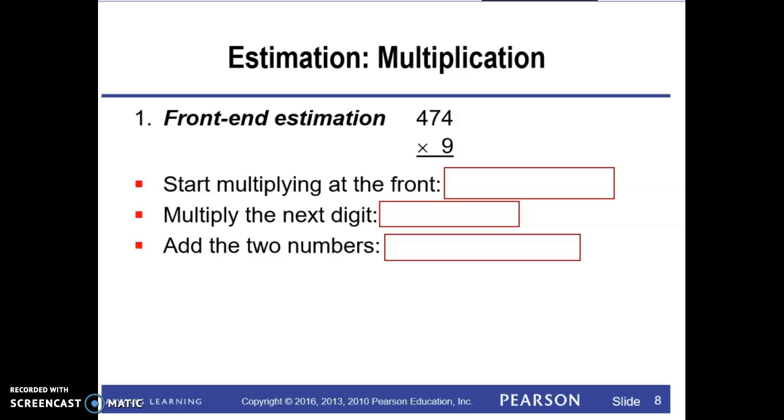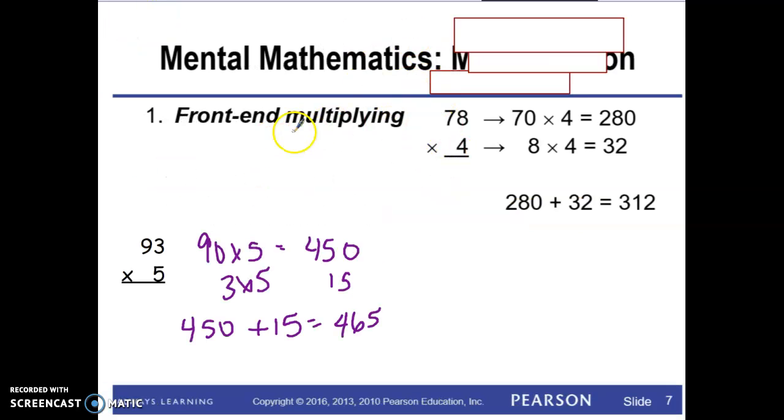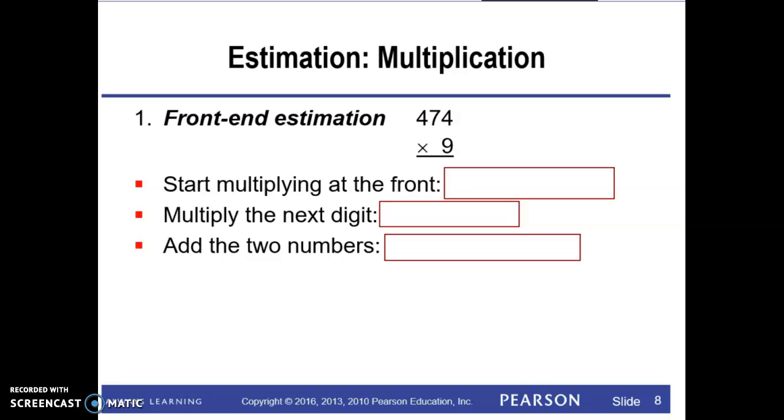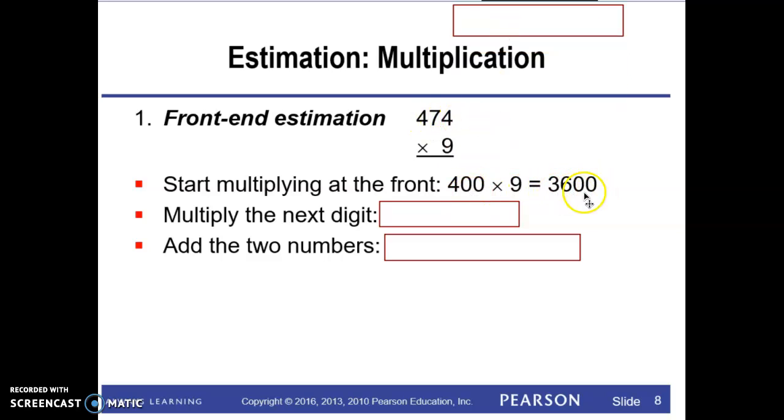All right, on this one, notice that what this is called has changed just a tiny bit. Instead of being front-end multiplying like we have here, now it is front-end estimation, because now I'm not going to get an exact answer like I did before. Now I'm just going to estimate and get one that's close. The process is exactly the same. You start multiplying with the first digit. So thinking of this not as 4, but as 400, 400 times 9, 3,600, right? 4 times 9 is 36, times 100, 3,600.